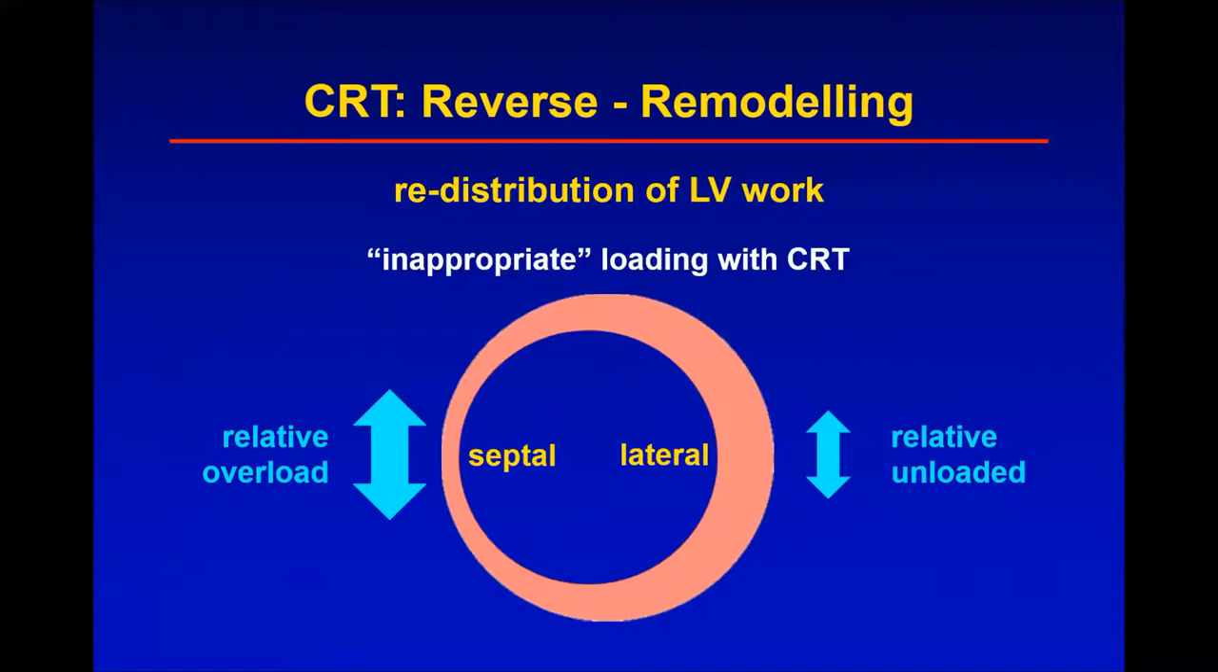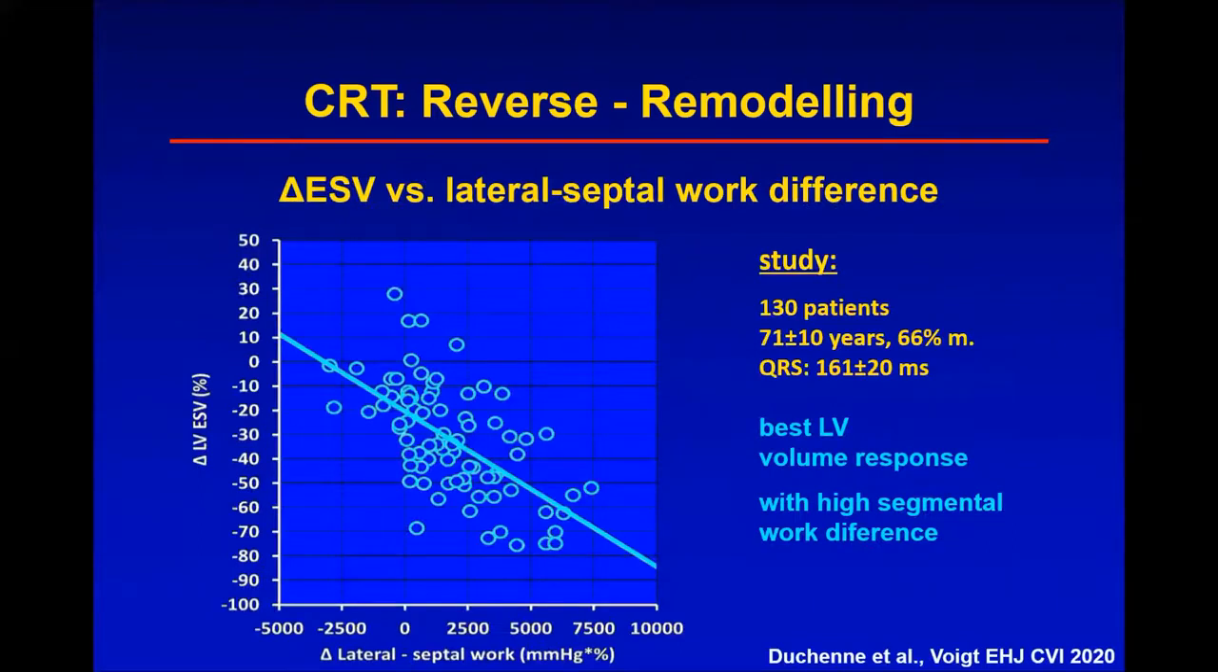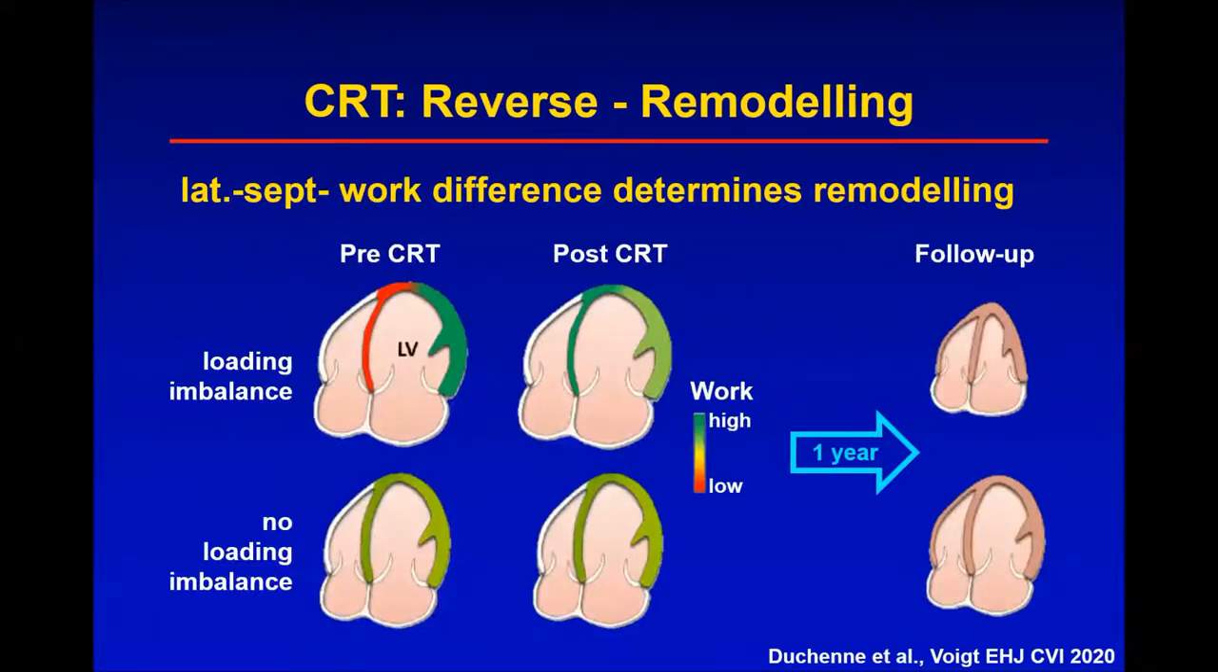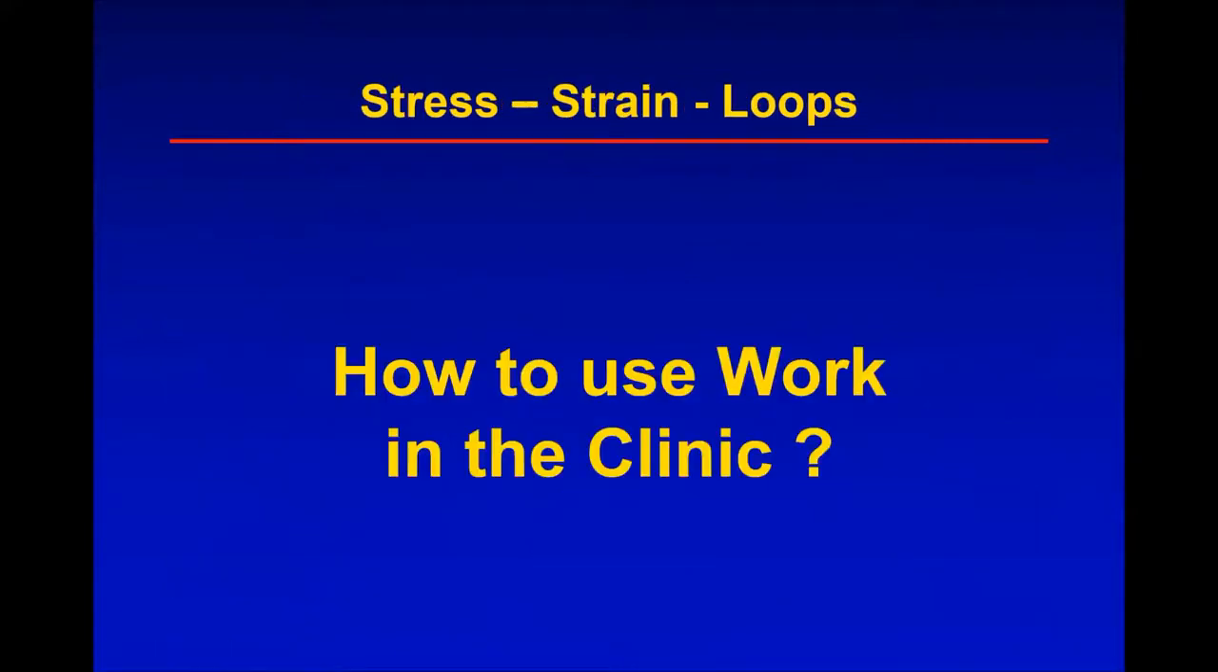So what we do now, we have a relative overload of the septum and a relative unloading of the lateral wall. And this is actually very predictive for CRT response. When we look at this work difference between lateral wall and septum and look at the remodeling later, then we can show that there is a nice correlation between the two. In other words, if we have a high load imbalance and we can homogenize that, then as it is shown here in the upper panel, pre-CRT, post-CRT, then after 1 year we have a nice reverse remodeling of the heart. If we have no such loading imbalance, and if we cannot change that, then after 1 year we have no remodeling. So can we use that in the clinic?